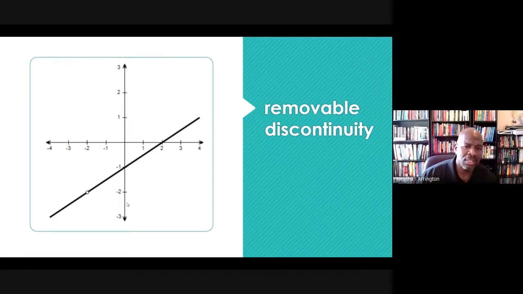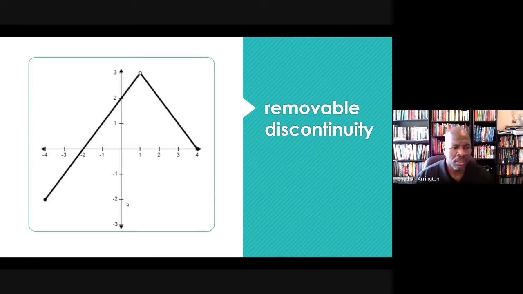Let's look at another discontinuity. So this is removable as well. And in fact, pretty much the same thing. And here it is right here. Here's your removable discontinuity. And we're talking about where x equals 1. So at x equals 1, you have a removable discontinuity here.